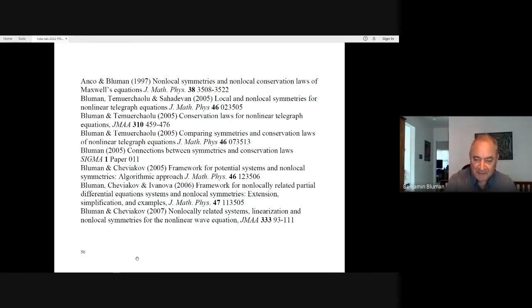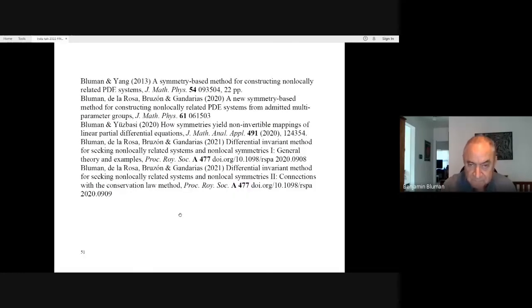And a comprehensive paper on the nonlinear wave equation in 2007. The symmetry-based method, with my student Zeng Yang, appeared in the Journal of Mathematical Physics, and further details were also in his PhD thesis. And then we have the paper in 2020, a symmetry-based method for constructing non-local conservation laws from admitted multi-parameter groups, which was discussed in detail there, with many examples. And the paper with Yuzbasi from Turkey, on how symmetries yield non-invertible mappings of linear partial differential equations that could not be obtained from the conservation law-based method.